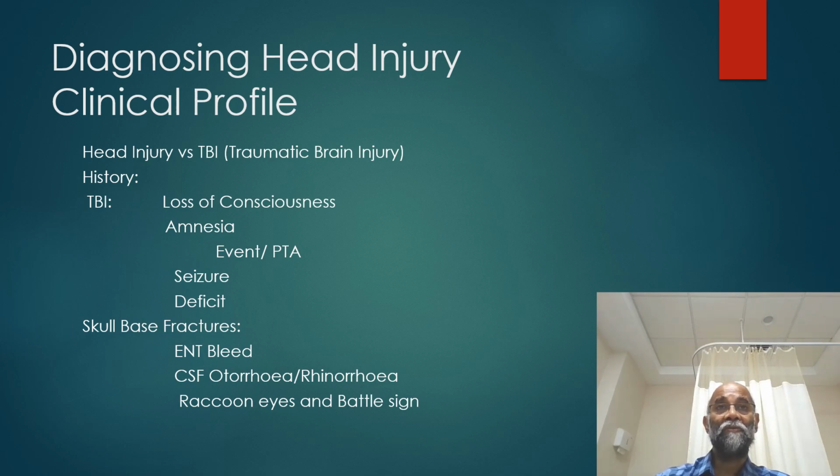Skull-base fractures often produce ENT bleed. There may be CSF otorrhea or rhinorrhea. Battle sign, which is a bruising of the mastoid, or raccoon eyes, may be present.